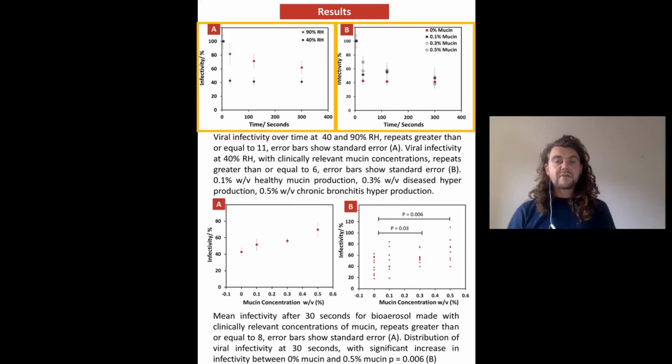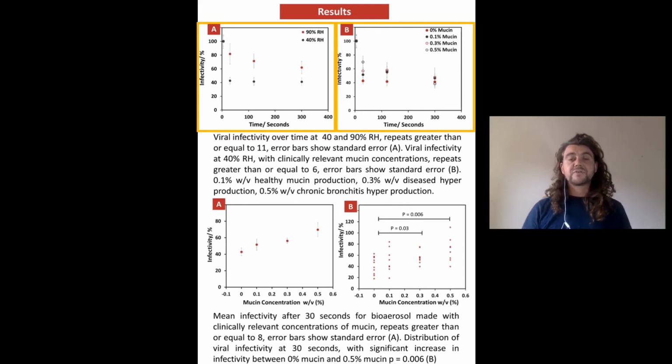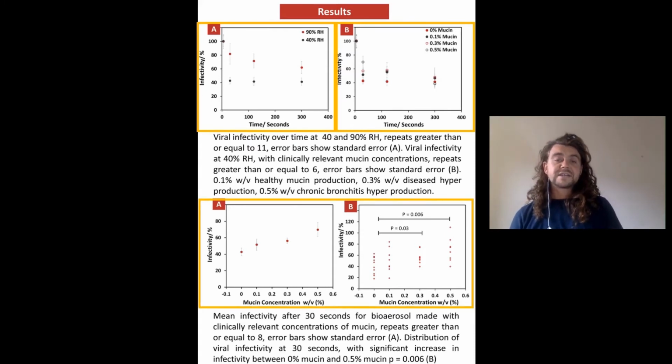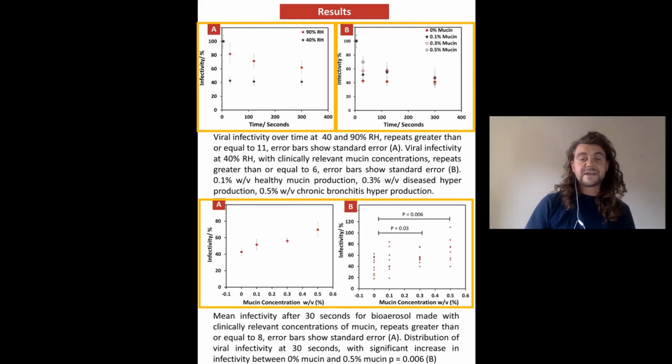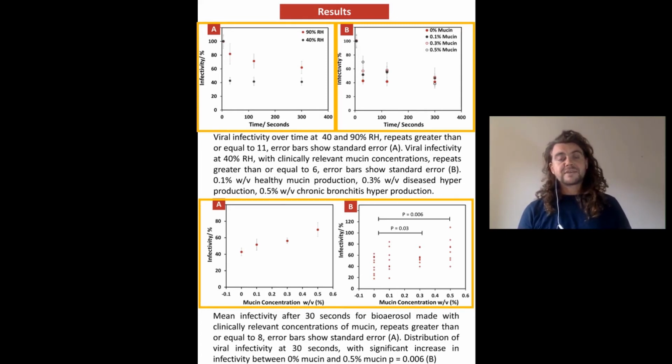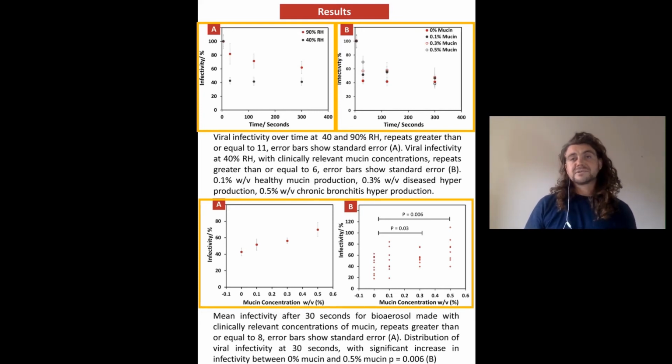To make my bioaerosols more representative of true life, I introduced clinically relevant concentrations of mucin. And as you can see, at 30 seconds, increased concentrations of mucin increase the infectivity. This is all kind of pointing towards phase change driving the loss of infectivity. So when the droplet is drying and efflorescing, that is causing the virus to die. But with this loss of infectivity at higher RH, that's pointing towards other mechanisms which we are yet to understand.